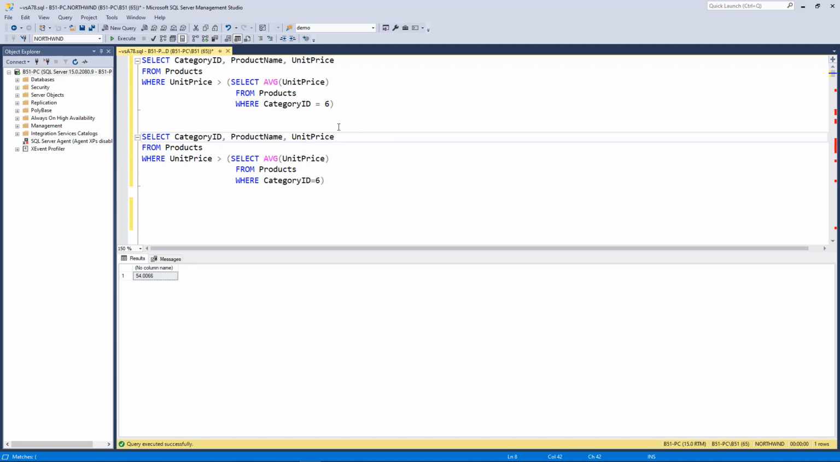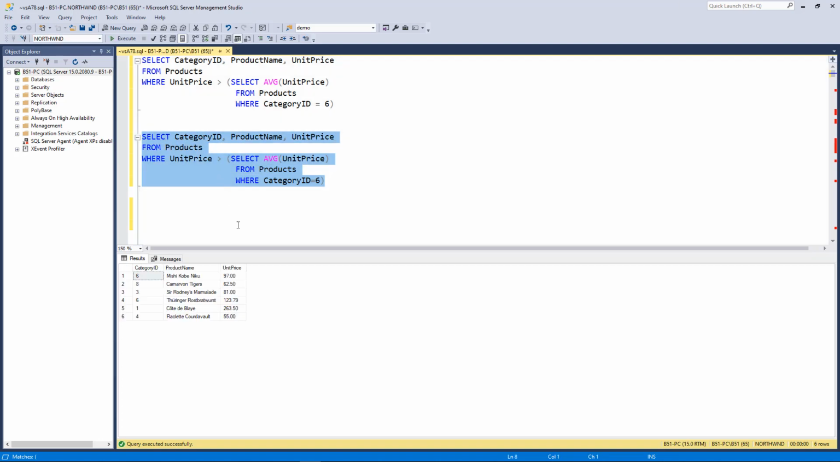The unit price needs to be higher than the average unit price of category 6. When we run it, remember we have 54, we get all the unit prices that are higher than 54 of the average unit price of category 6. And we get the entire category that has the products with the unit price that is higher than 54.